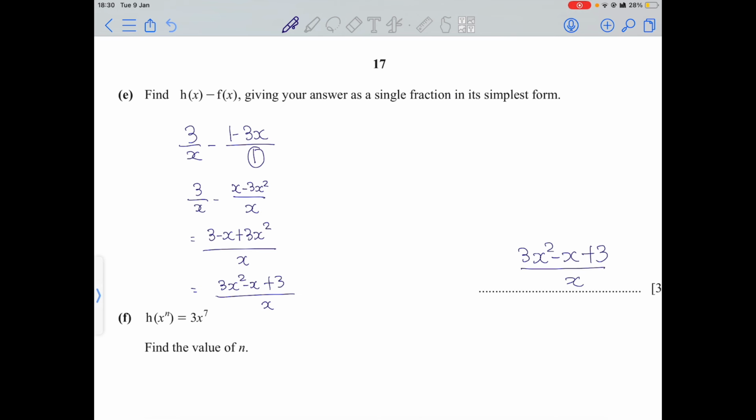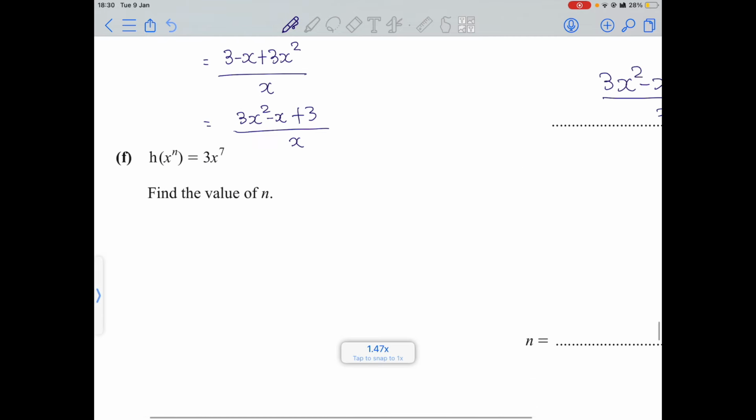All right, I want to check my answer here again. 1 minus 3x, divided by 1, so 3x squared minus x plus 3. That's correct.